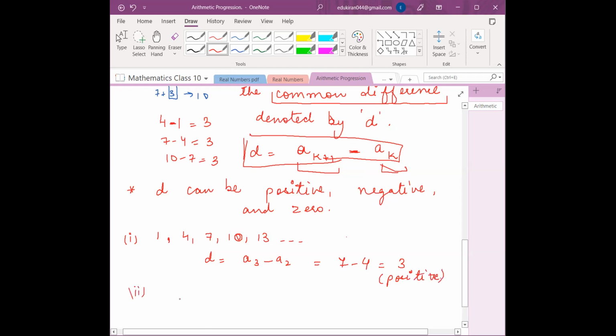K is the number of the term. Yes, K denotes the position of the term. You can write here: K denotes the position of the term. It will be clear when we do questions. So A3 means the third term, A2 means the second term. So K is the position of the term.